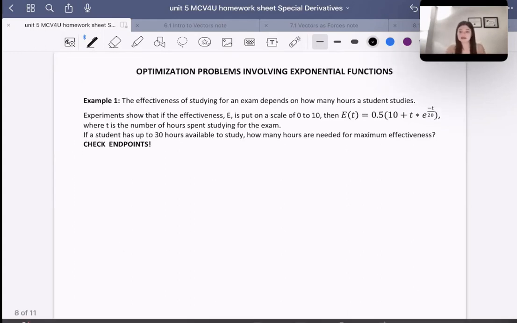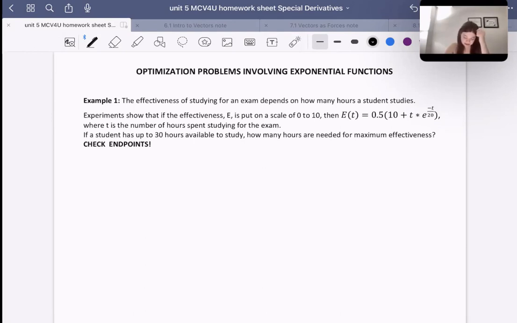Example 1 says, the effectiveness of studying for an exam depends on how many hours the student studies. Experiments show that if the effectiveness E is put on a scale of 0 to 10, then E of t is equal to 0.5 times (10 plus t) times e to the negative t over 20, where t is the number of hours spent studying for the exam. If a student has up to 30 hours available to study, how many hours are needed for maximum effectiveness? And it also says in bold to check endpoints.